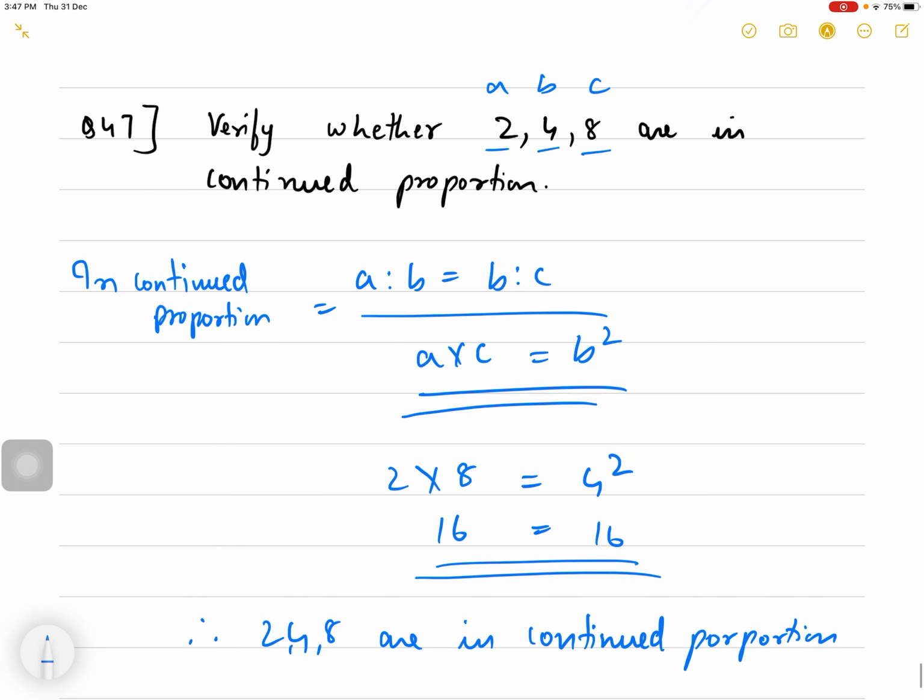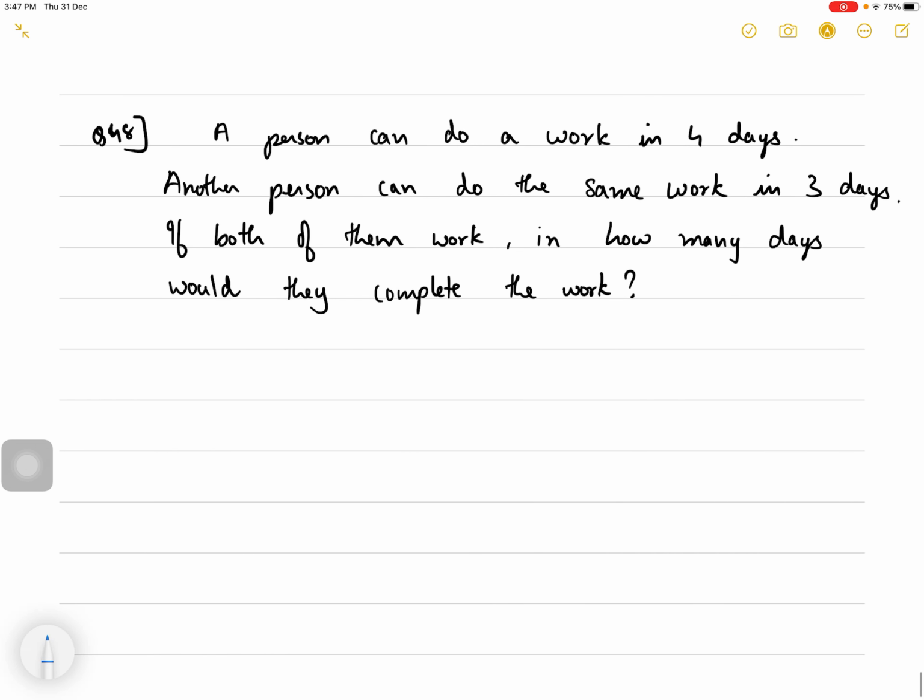It's very simple, right? Let's see the last sum for the day. A person can do work in 4 days. Another person can do the same work in 3 days. If both of them work, in how many days would they complete the work?